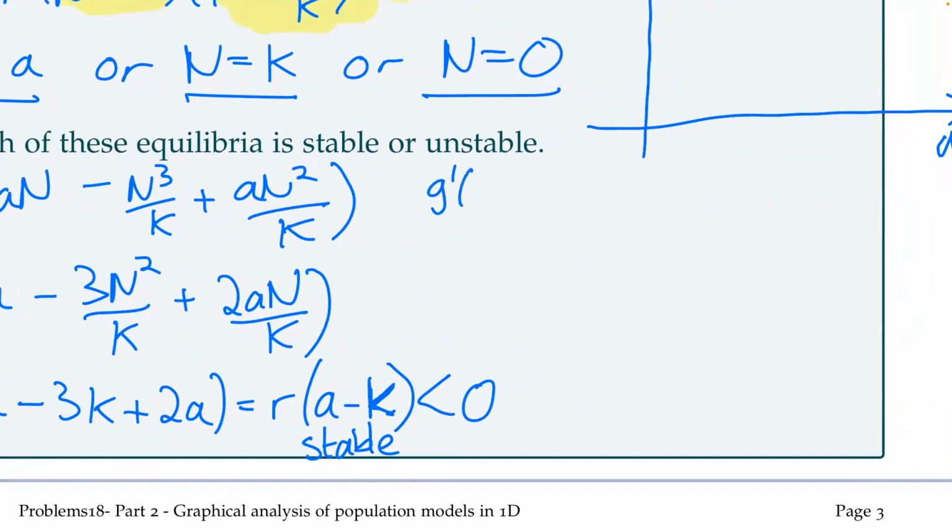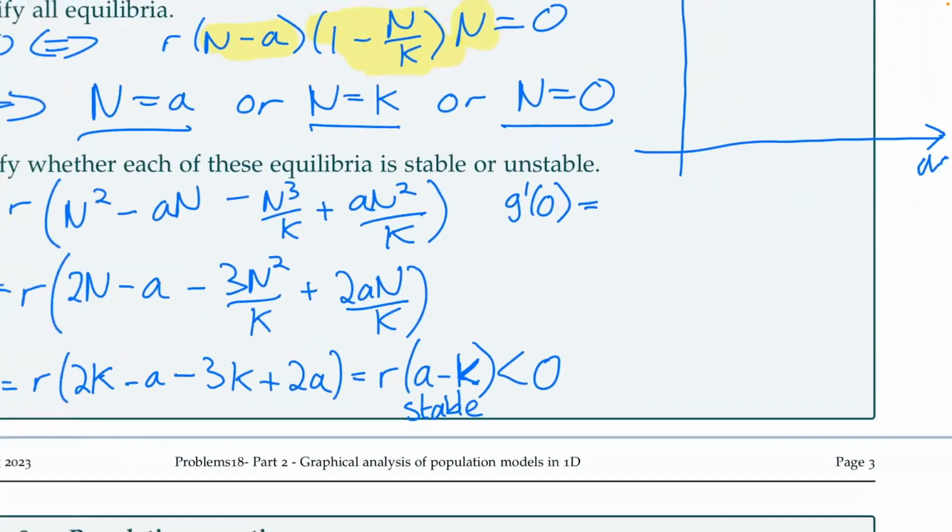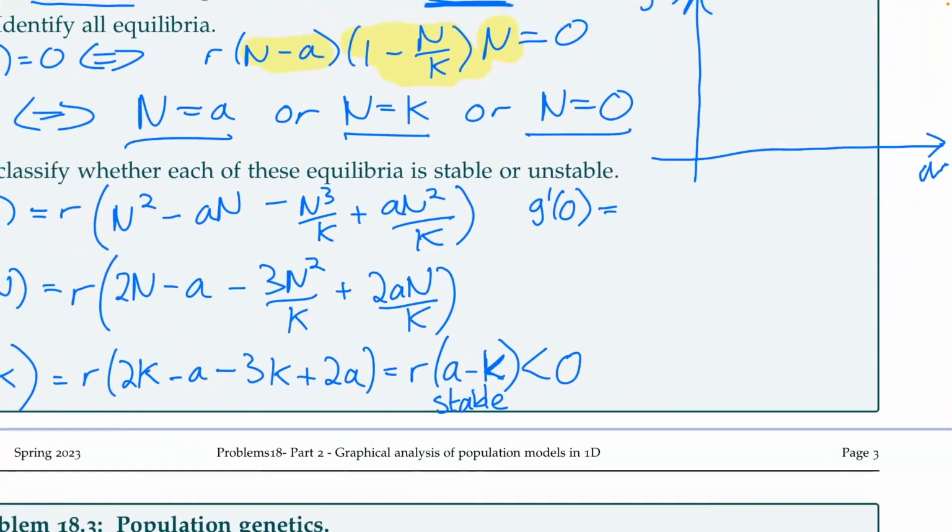Okay, let's try g prime of 0. So now everywhere there was an n, we're just going to have 0. So these terms disappear. So all we're going to end up with is r times minus a. A and r are both positive, so this is also negative. So n is equal to 0 is also stable.